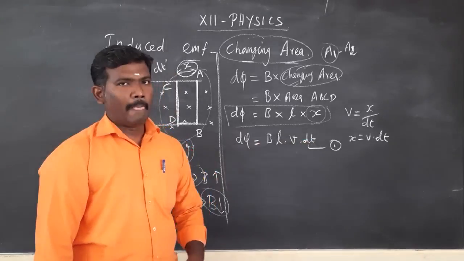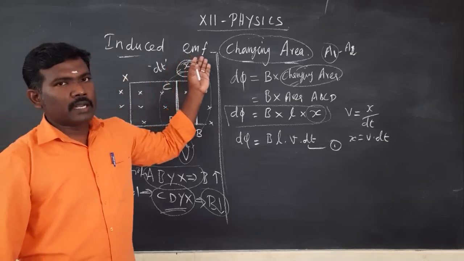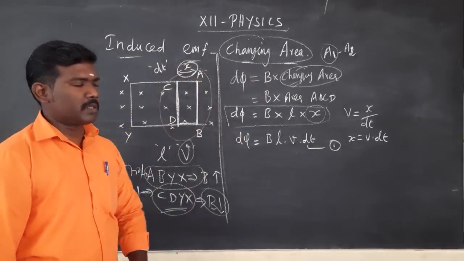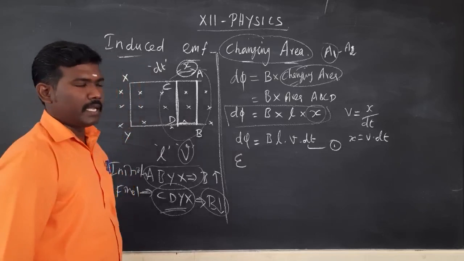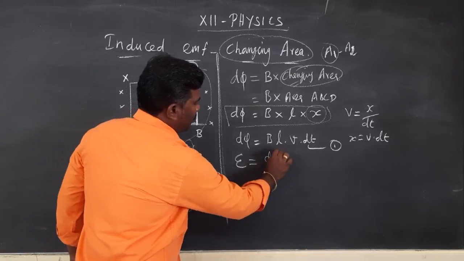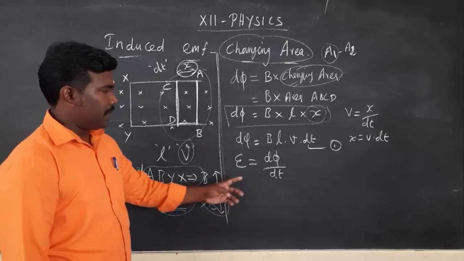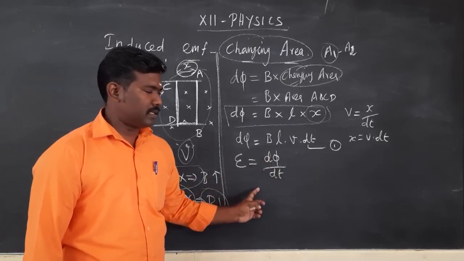In this case, we are going to derive the equation for the production of induced EMF by changing the area enclosed by the coil. The formula for induced EMF is taken from Faraday's second law. Induced EMF is equal to dφ by dt, the rate of change of magnetic flux.